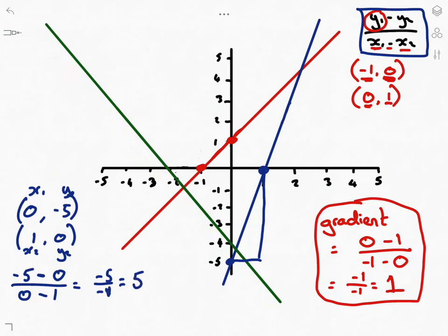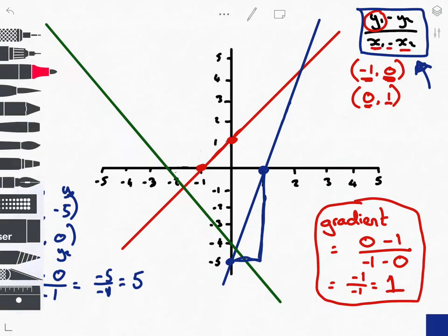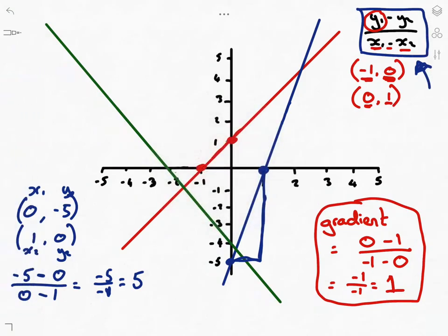So there's 2 ways of doing it. Just use this if you're unsure. Or sometimes you can just see it. Okay, so the last line, the green one. Let's not use the axes this time, just to make it a bit more, so you can see how it might work. Now the green line is a bit different.